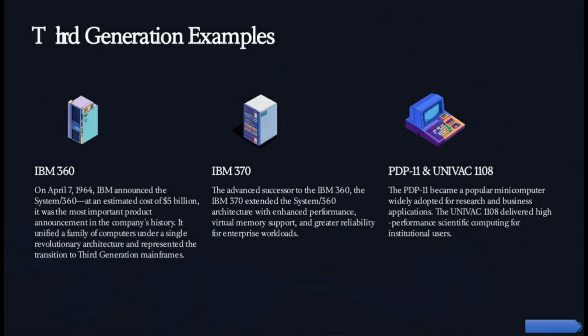To conclude, to summarize, the IBM 360, IBM 370, PDP-11, and UNIVAC 1108 are examples of computers of the third generation. These computers were important because they showed how computer technology was becoming faster, more reliable, and more capable. The development of integrated circuits helped make this possible and eventually led to the smaller and more powerful computers that we use today. That would be all for my discussion.